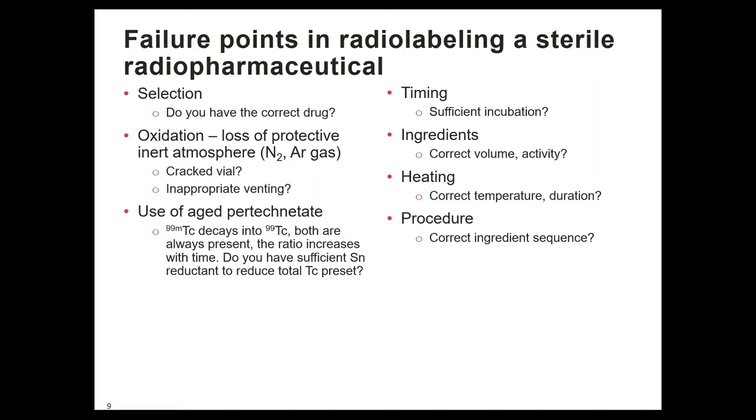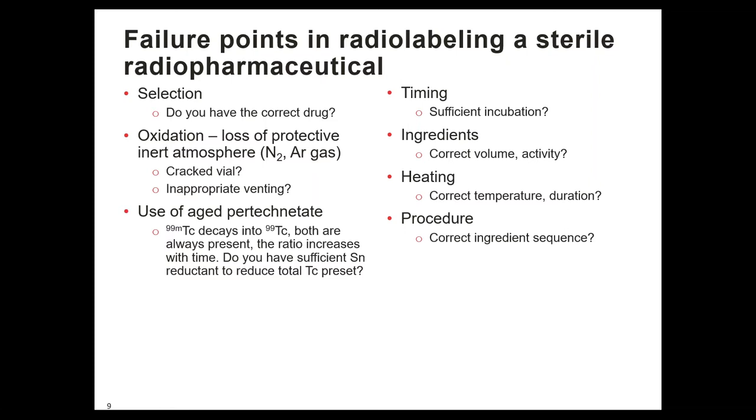All of our technetium drugs, except one, have a tin reduction system. We're going to borrow electrons from this molecule and give them to that molecule. It'll allow us to chelate and label a structure that will localize where we want it to. But this tin reduction system has to be protected from oxidation. And of course, the classic oxidizer is oxygen. So these drug vials are sealed under an inert gas of either nitrogen gas or argon gas.